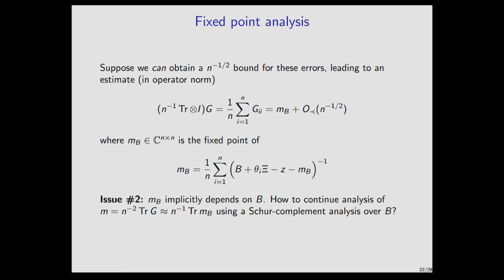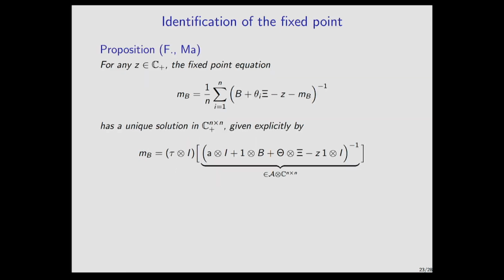So if I want to do some leave one out, it's not clear how I can understand the independent structure here and do this fixed point analysis. So how do I do the second analysis over B? Okay. So let me talk about the second issue first, and I'll come back to the concentration.